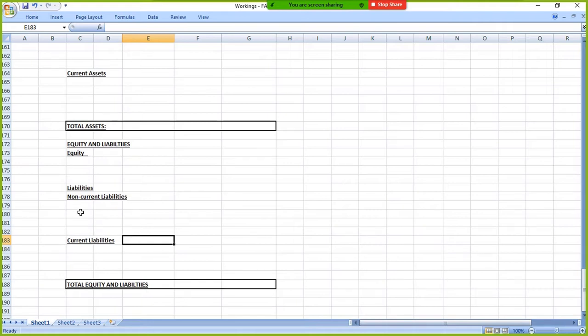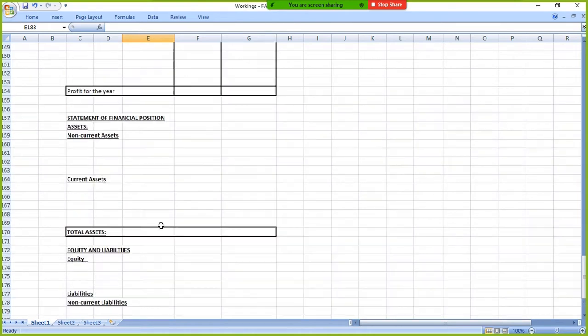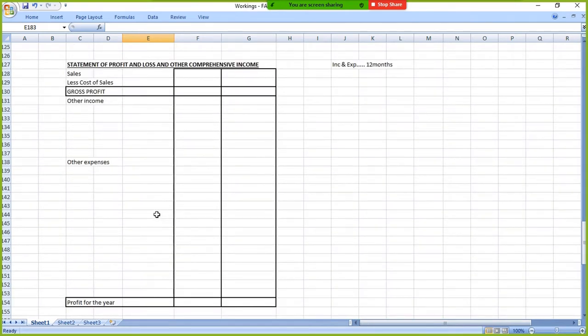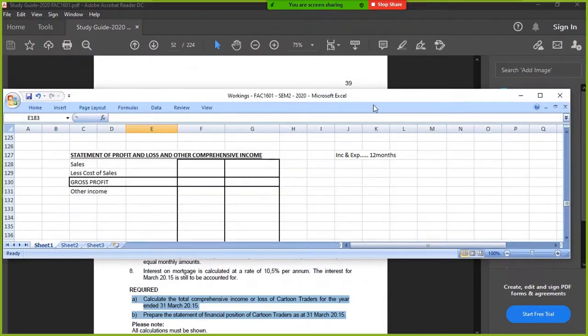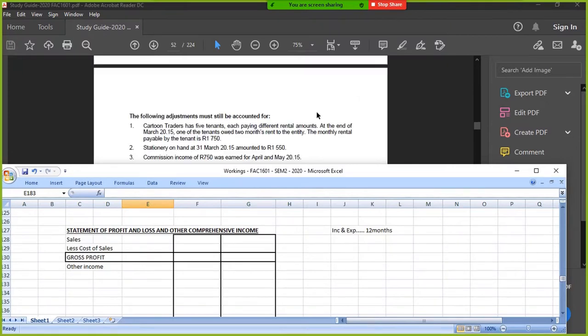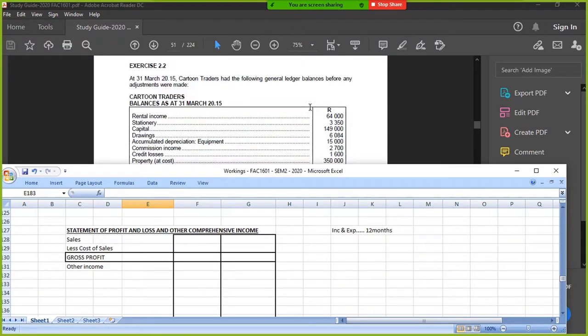In this question, they're asking you to disclose two things, the statement of financial position, as well as the statement of comprehensive income. Once you've got the format, then you go and look at the actual question. And this is where the adjustments come into it. So the question starts here at the top. 31st March, you've got Cartoon Traders. It's obviously balances that are important here, balances before any adjustments.